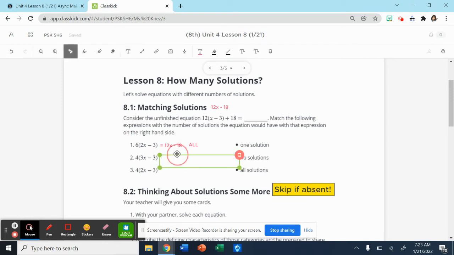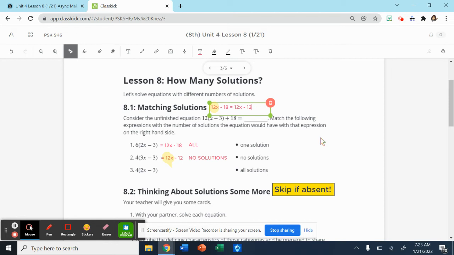Now we can do the same thing for question 2 where we just distribute. So if we distribute 4, we end up with 12x minus 12. Now this time we can see that the equation is true for no solutions. And the reason why is because 12x is present on both sides of the equation. 12x equals 12x. But if we write out an equation that looks like this one, 12x minus 18 equals 12x minus 12, we know that these two sides can never be equal if x is the same number.